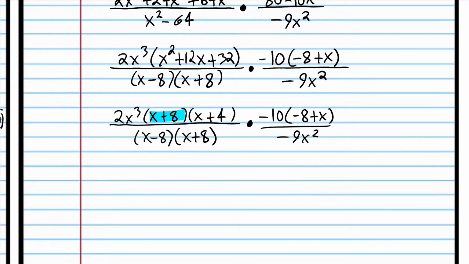Okay, now we can start canceling things out. So we have an x plus 8 on the top, we have an x plus 8 in the bottom. And what else do we have? We have an x minus 8. And is this green negative 8 plus x, is that the same as x minus 8? What do you think? Well, yes, it's exactly the same. The only difference is the terms are just flipped around.